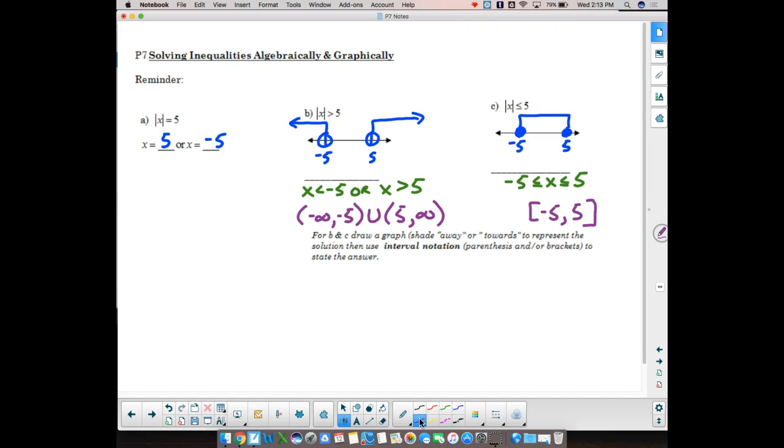Questions on that? Just kind of refreshing your memory about the old absolute value, and really, when in doubt, just stop and think. Try a point or try a number that's outside that range. If it works, it's part of the answer. If it doesn't, it's not. Okay?